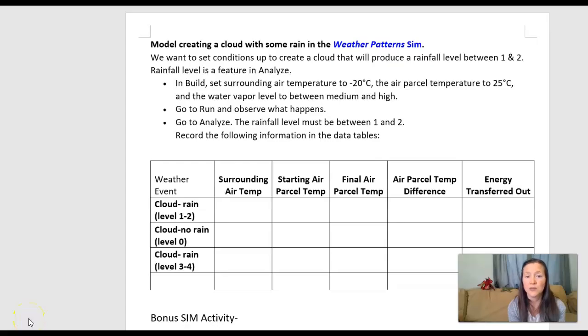Okay, this is what the table looks like. So this is where you're going to be recording your data. We are going to go into the sim and we're going to build, and we're going to set the air temperature in the air particle to the numbers that you see here. So negative 20 degrees Celsius is what the surrounding air is going to be, and 25 is what the air particle is going to be.